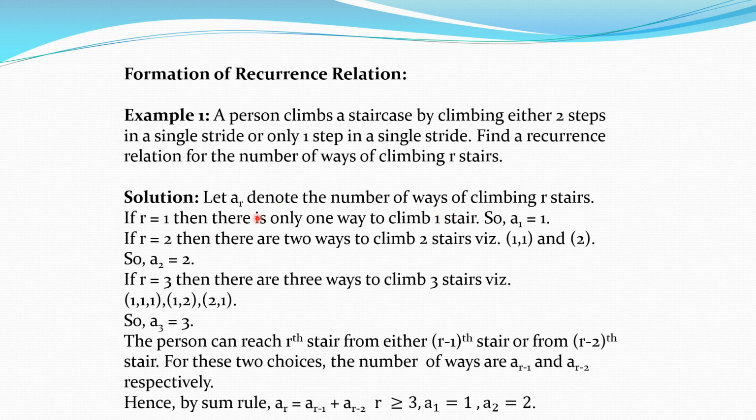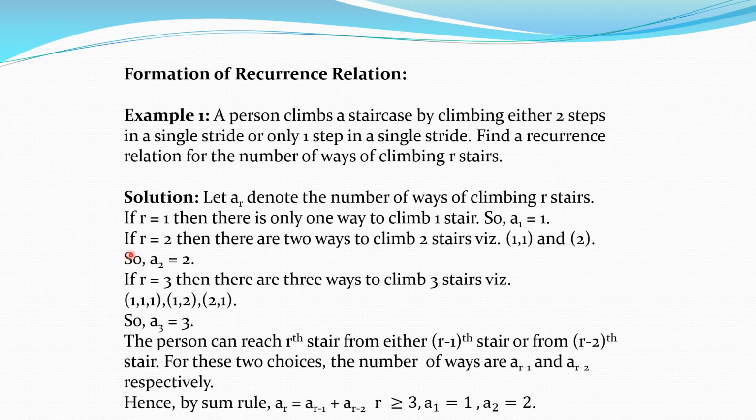Now in this case we cannot take A naught, because a staircase must have at least one stair. So we start with r equal to 1. R equal to 1 means only one stair, so there is only one way to climb one stair: one step in a single stride. So A1 is equal to 1.